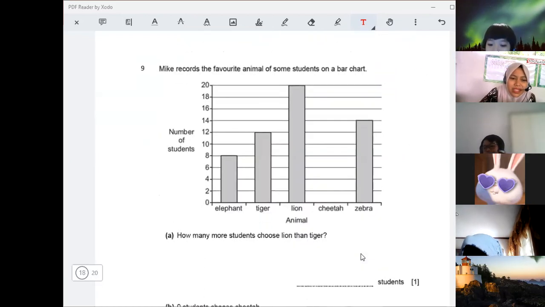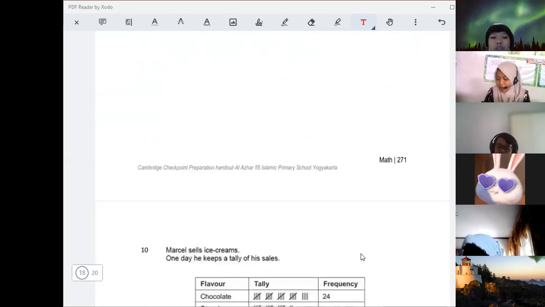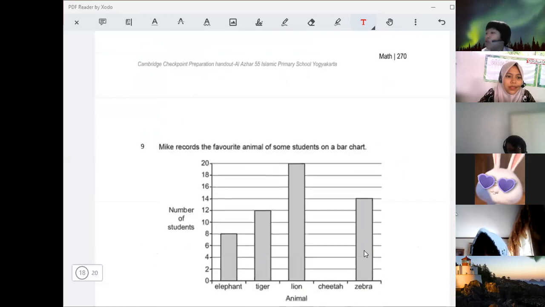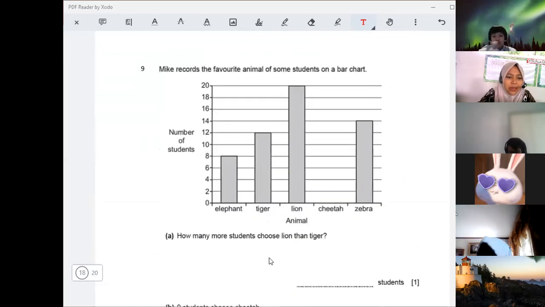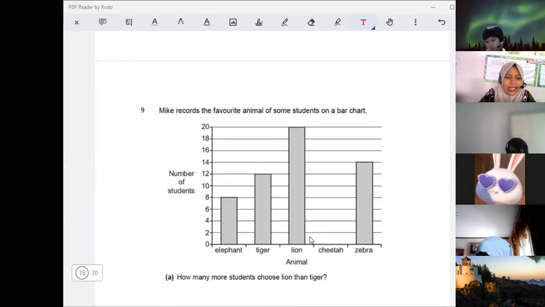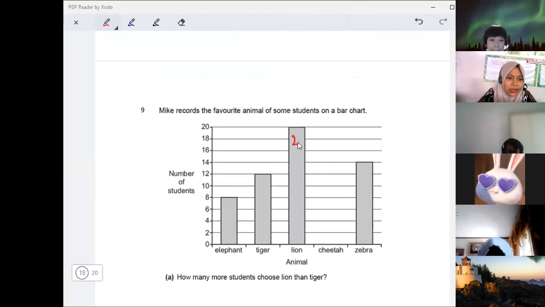Okay ya. Now we still have only 3 more pages. Can we do it faster? Okay, let's do this. How many more students choose lion than tiger? How many more students? How many? 8. How many lion? 20. 20. And then the tiger? 8. So the answer is 8.